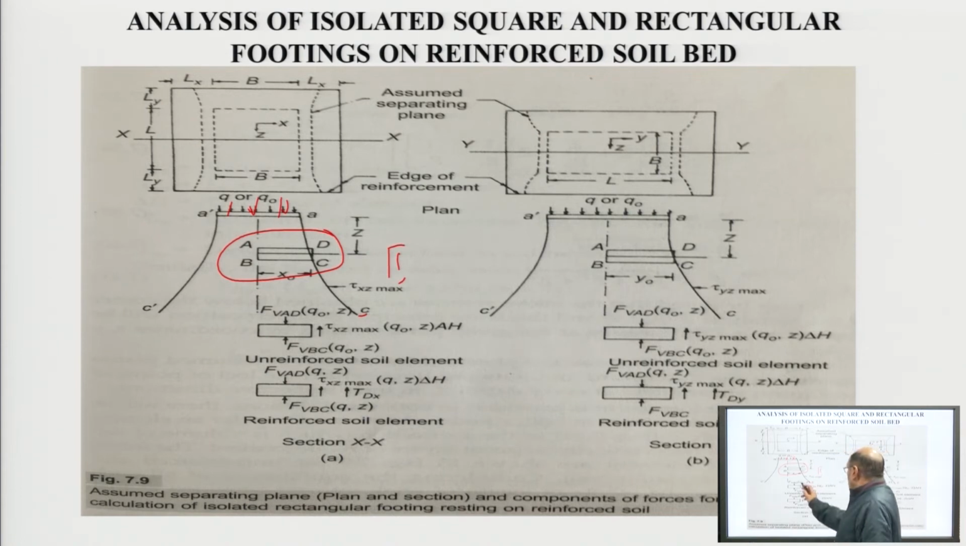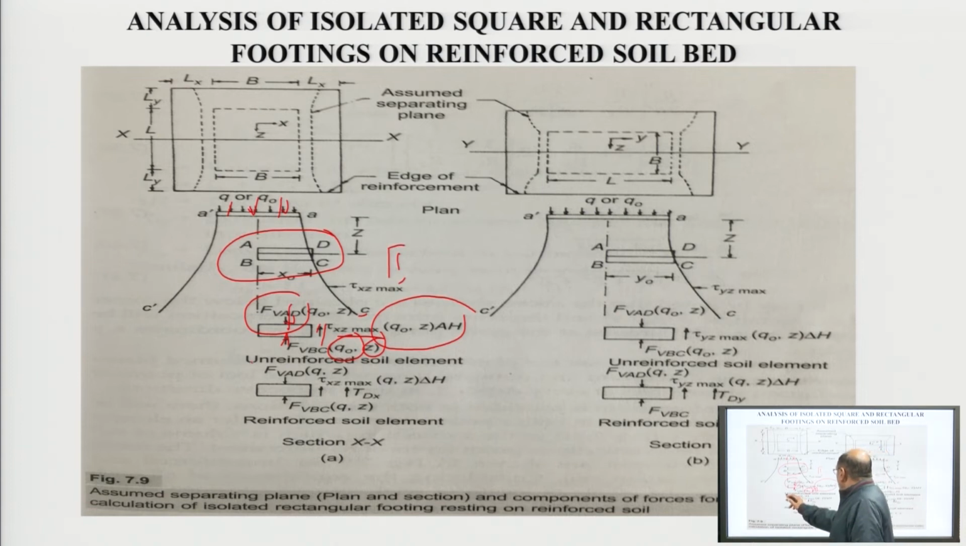Now, come to the V AD, means force acting on face AD of the element vertically downward, and the upward force of the soil will act upward, that will be V BC, which depends upon Q0 and Z. Apart from this, the shear force will also act on this element in this way, tau xz, and that depends upon Q0 and Z, the depth of the element, and delta H.